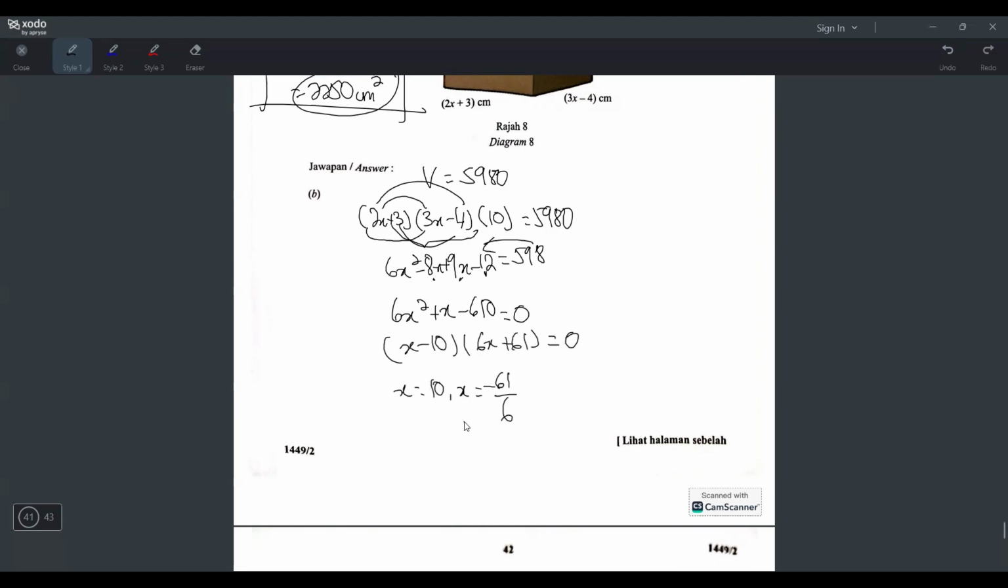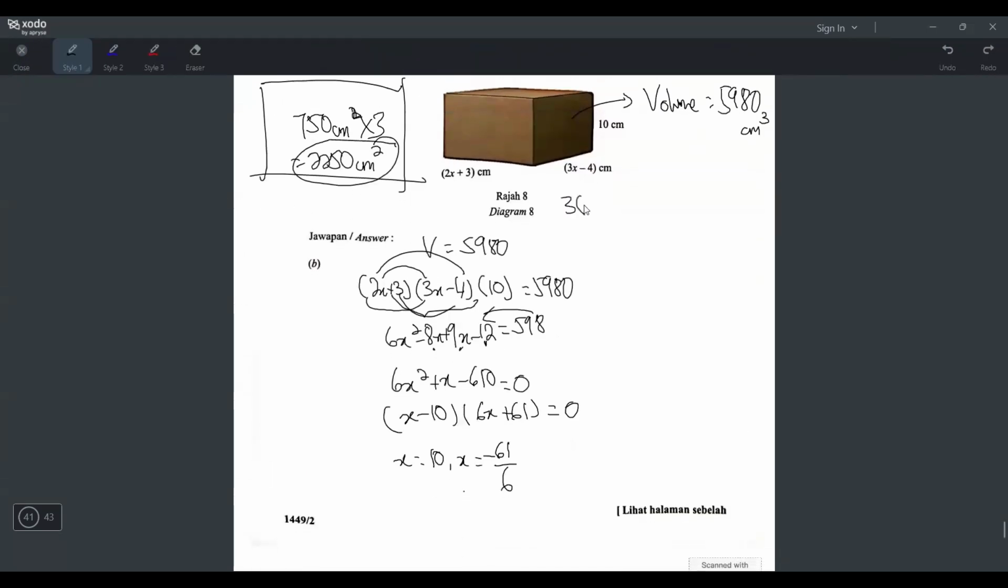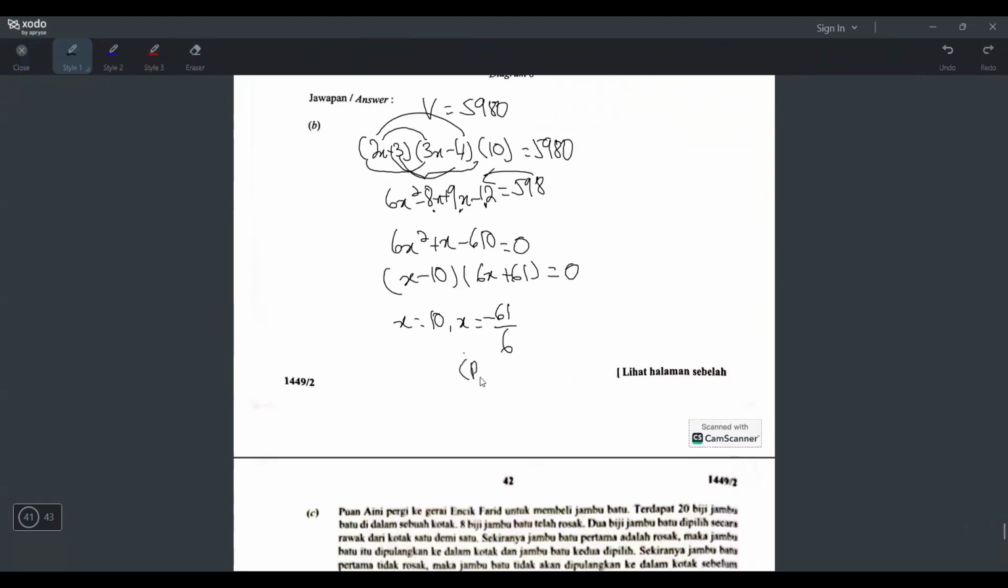Okay, the x here I'll write rejected. You know why? Because if you try to sub x inside here, 3 times negative 61 over 6 minus 4, the width, what you get if you sub this one? Let's press calculator. 3 bracket fraction negative 61 over 6 minus 4. So your calculator actually gives you negative 69 over 2. And it doesn't make sense. How can the width here be negative 69 over 2? Length cannot be negative, right? So you will reject. Okay.